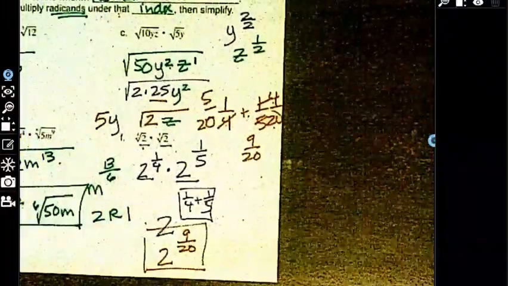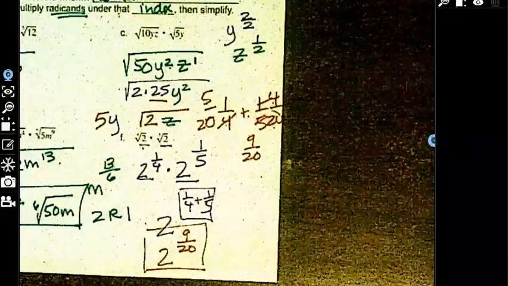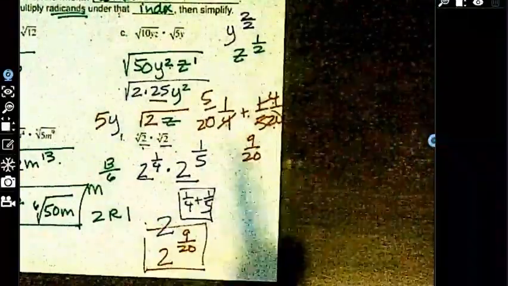All right, a lot of stuff going on here, a lot of details, but practice will get you there.